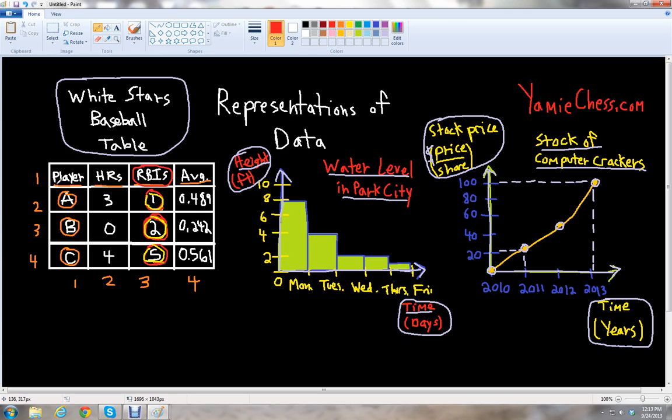So notice that you have the category player, and then you have the players A, B, and C. And then you have category RBIs, and then you have the number of RBIs for each of the players A, B, and C. So a table is a nice way to present data and organize all of the information that's given.